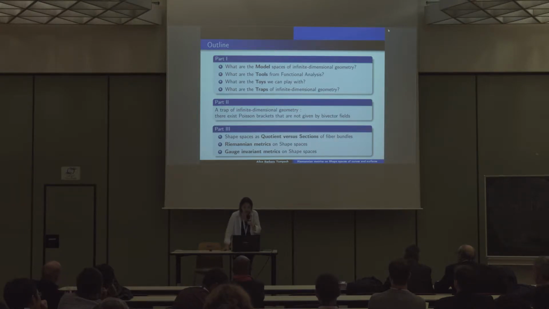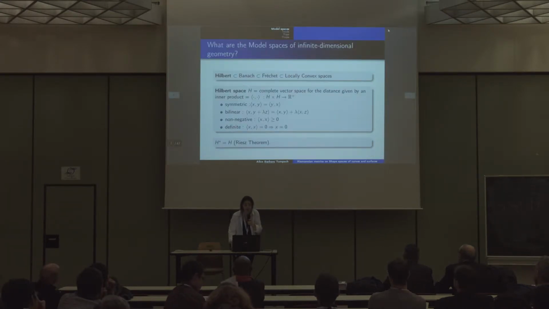And the last part will be more related to shape comparison and shape analysis with curves and surfaces. So let me start with part 1, model. What are the model spaces that we can use to do infinite dimensional geometry? The first simple model space we can use is a Hilbert space. So I recall what it is.